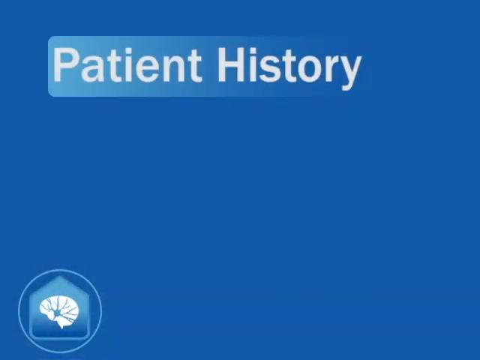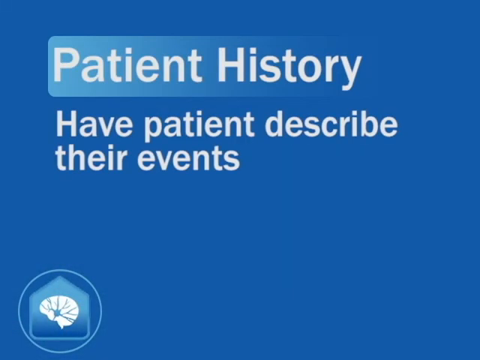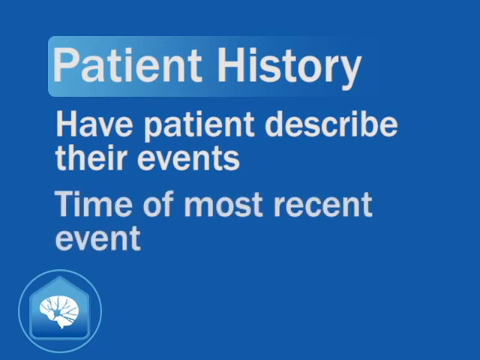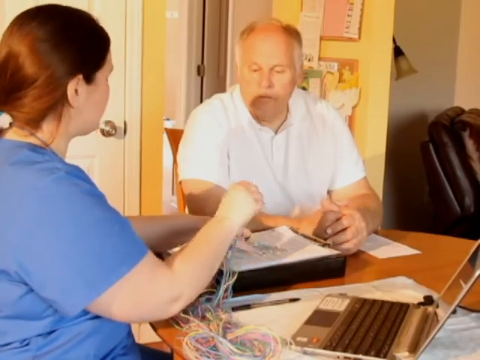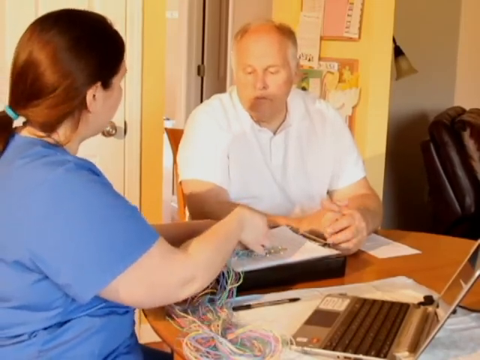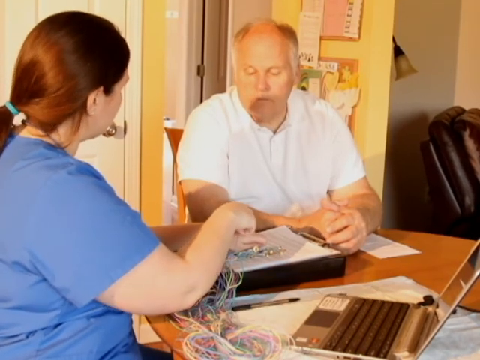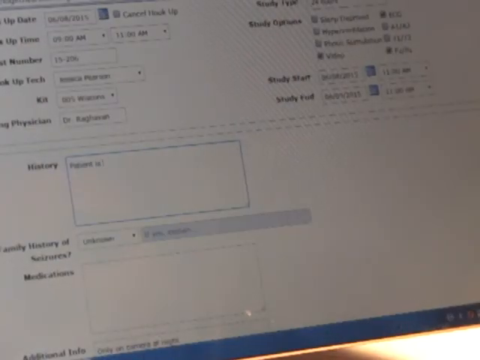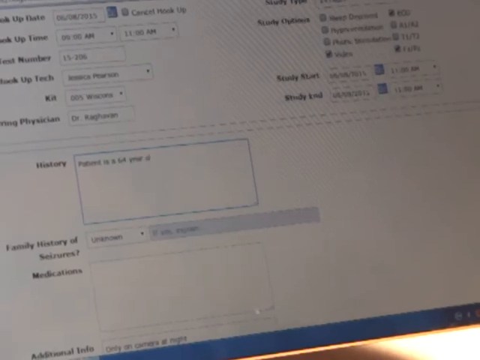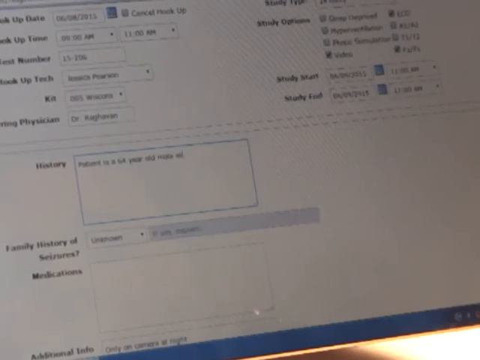Now it's time to go over the patient history with the patient. Ask about their seizure or neurological history. Have the patient describe their seizures or events, the duration, and when their last episode happened. When asking about prior EEGs, explain the electrode application process for ambulatory EEG. Explain the procedure to them. Now you can input the history into the remote monitoring database.